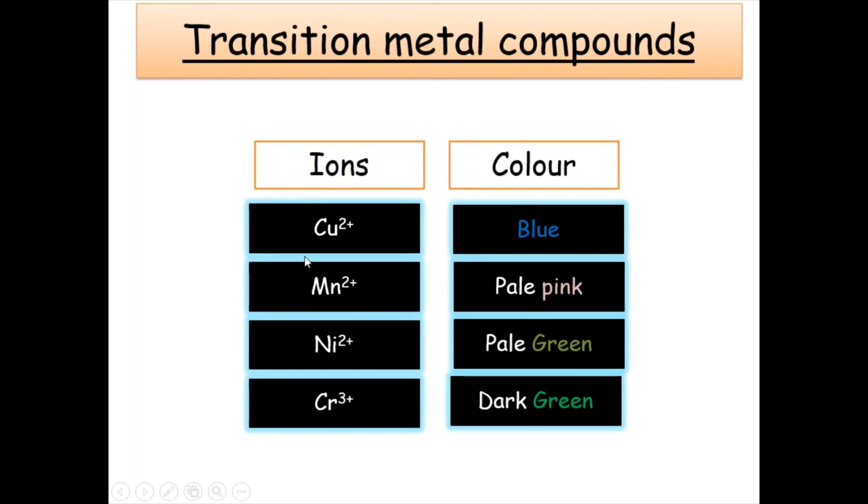Now, because transition metals form colored compounds, we can use them in paints and dyes. Okay, we know that iron forms green or brown precipitates, or green-brown colors. Copper forms a blue color. Manganese, pale pink. Nickel, pale green. Chromium, dark green. So if we want different shades of colors, we can use different transition metals. We can mix them together to make totally new colors as well.